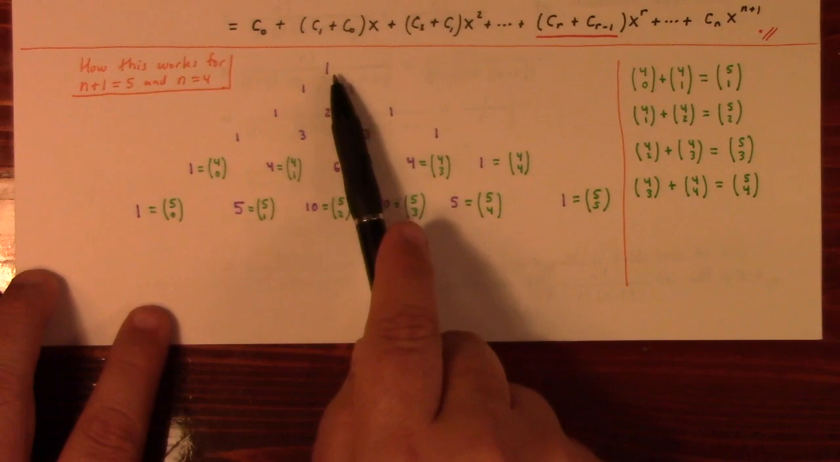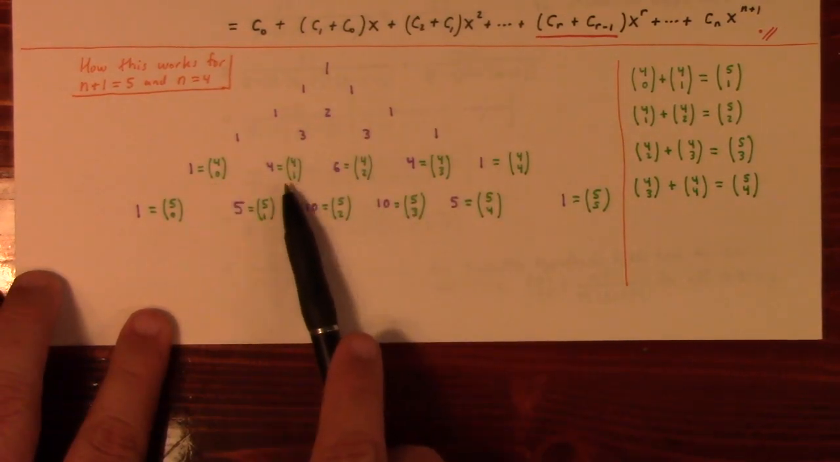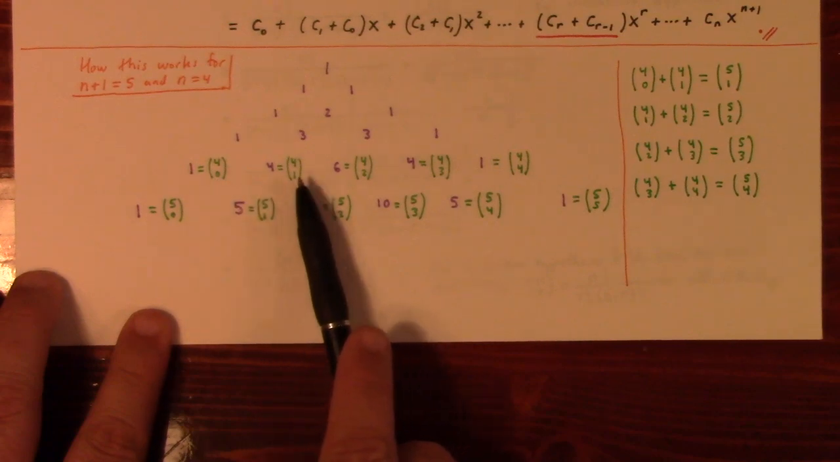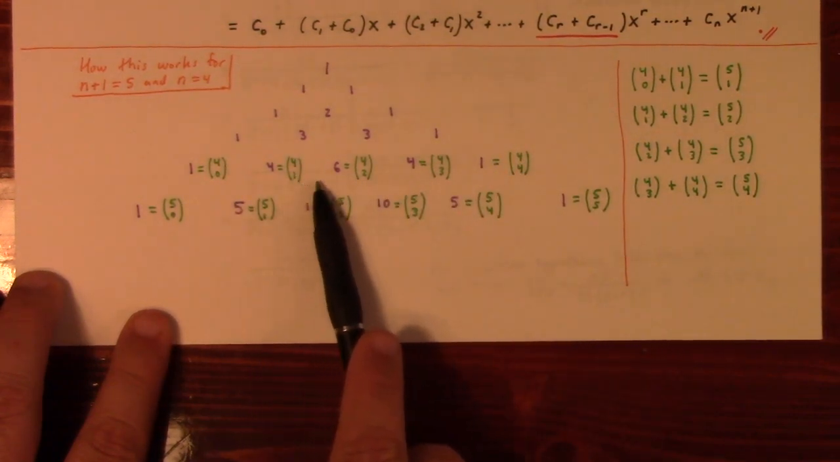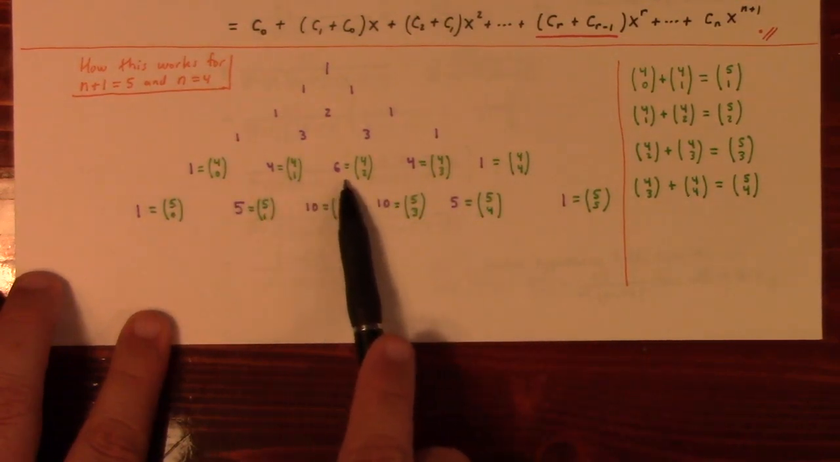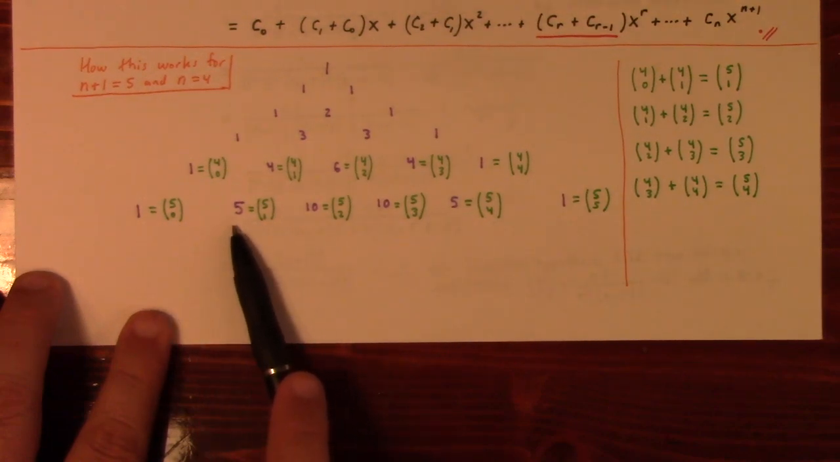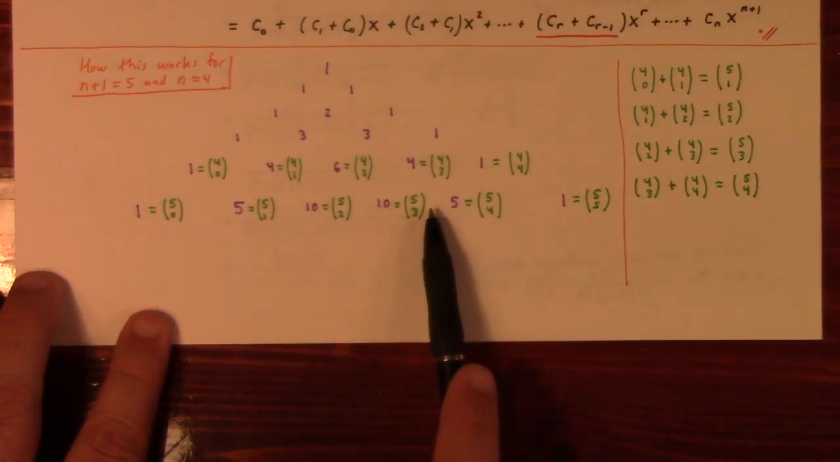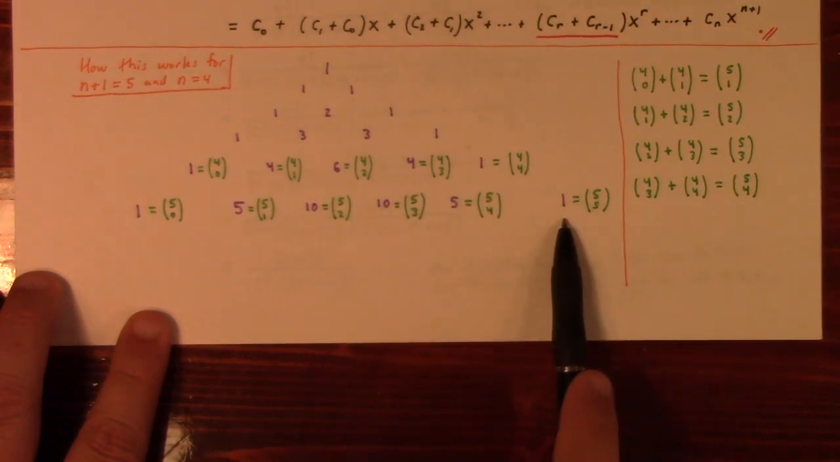So here's Pascal's triangle. I've made the numbers in purple. Here's the corresponding n choose whatever that it corresponds to here. 4 choose 0, 4 choose 1, 4 choose 2, 4 choose 3, 4 choose 4 are respectively 1, 4, 6, 4, and 1. 5 choose 0 is 1, 5 choose 1 is 5, 5 choose 2 is 10, 5 choose 3 is 10, 5 choose 4 is 5, 5 choose 5 is 1.